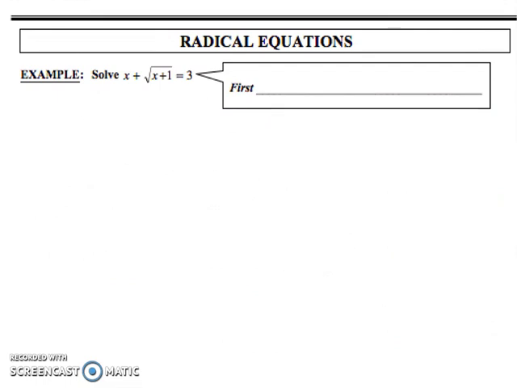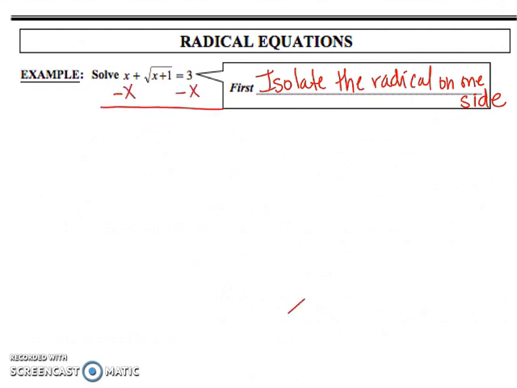The last thing we're going to talk about in this section is radical equations. So if you notice this equation here, it has a square root in it. Our first job is going to be to isolate the radical on one side. And it doesn't matter which side, whichever side is more convenient for you. So usually you leave it where it is and you just move everything else out. So as I just said, I'm going to move that x out because I want to get it away from the radical. So now I have the square root of x plus 1 is equal to 3 minus x.